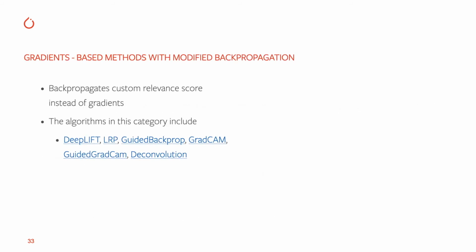Apart from saliency, SmoothGrad, and integrated gradients, there are also a number of gradient-based methods that modify the gradients during backpropagation and propagate importance scores instead of gradients. The algorithms in this category include DeepLIFT, LRP, guided backprop, Grad-CAM, guided Grad-CAM, and deconvolution.